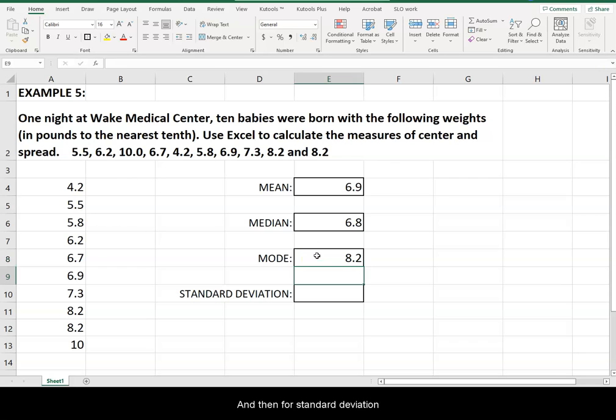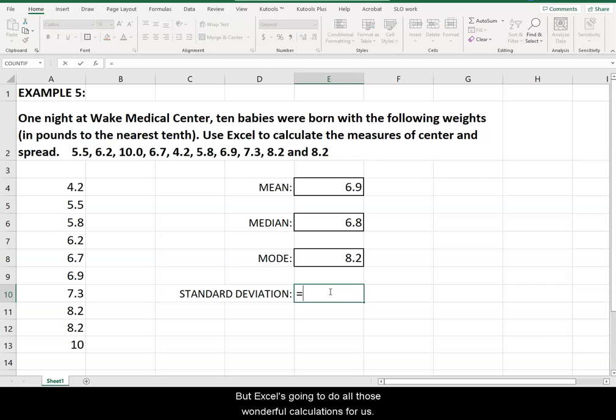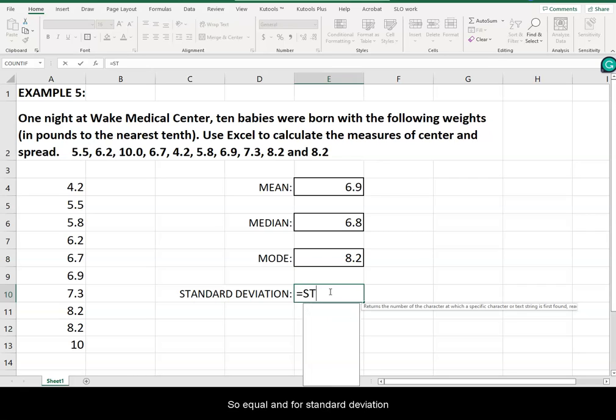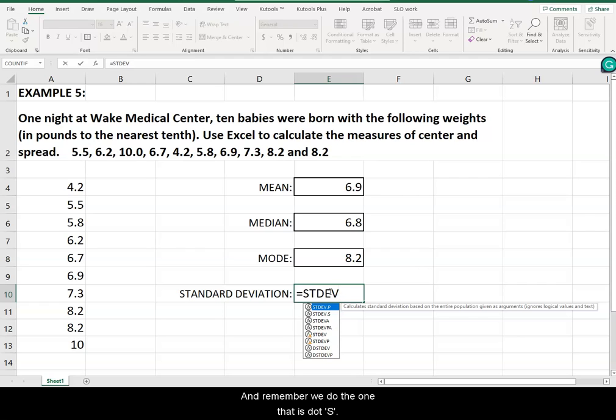Okay. And then for standard deviation, we're going to have Excel calculate that. Remember, that's on average how far our data points are away from the average. But Excel is going to do all those wonderful calculations for us. So equals, and for standard deviation, STDEV, and remember we do the one that is .S. That's because we're looking at a sample, not the entire population.